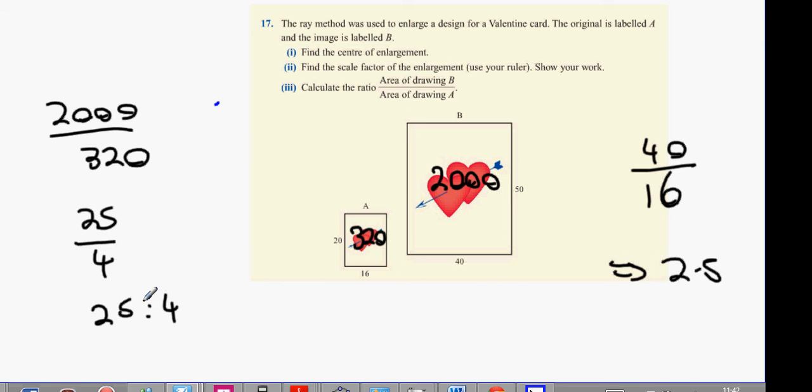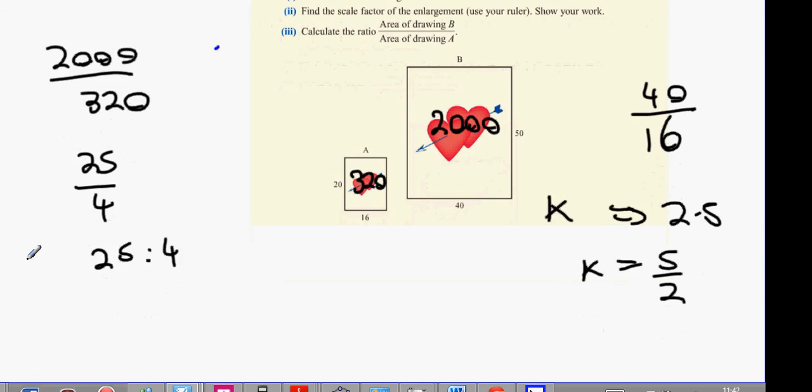Now, was there any other way we could have got that? Remember, our scale factor is 2.5. 2.5 is 5 over 2. We also said that area is affected by k squared. What is k squared then? Square 5 you get 25, square 2 you get 4. So we could have found it that way as well. There's two different ways of finding it.